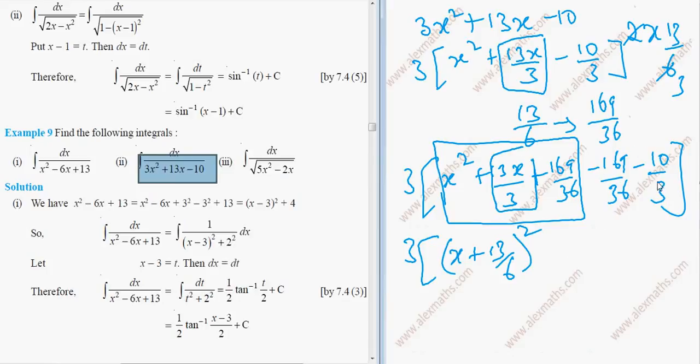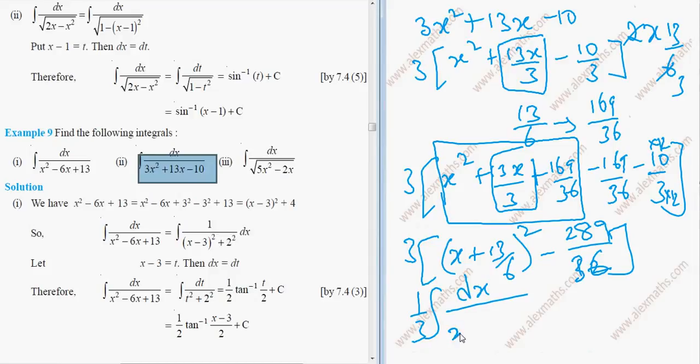Then this I have to multiply by 12 into 12 so that I can make the common denominator, that is 36. Then this will become minus 289, that will become (17/6)². So finally we will have 1/3 ∫ dx / ((x + 13/6)² − (17/6)²). After that we can apply the formula and continue the problem.